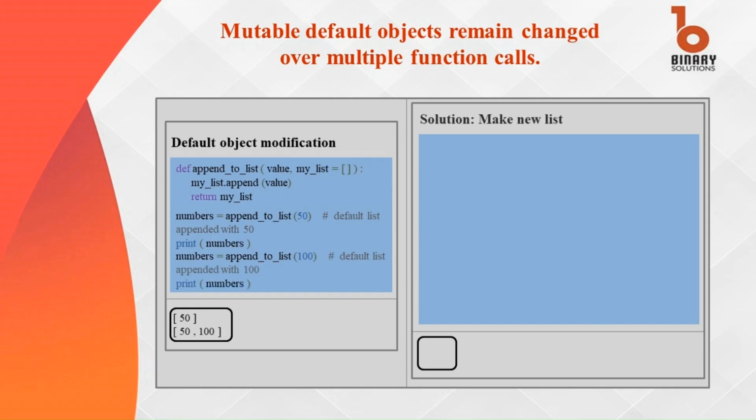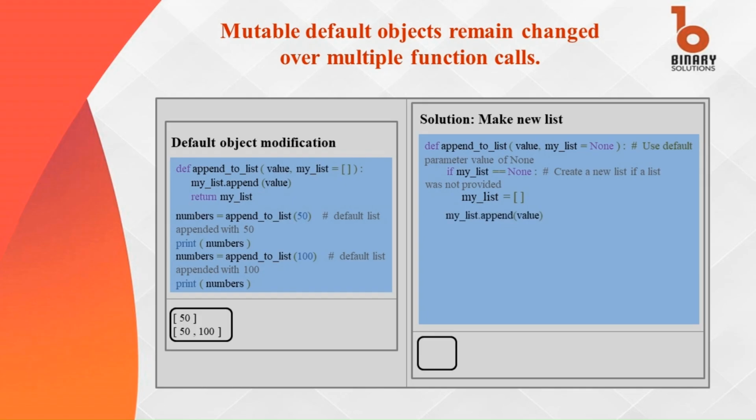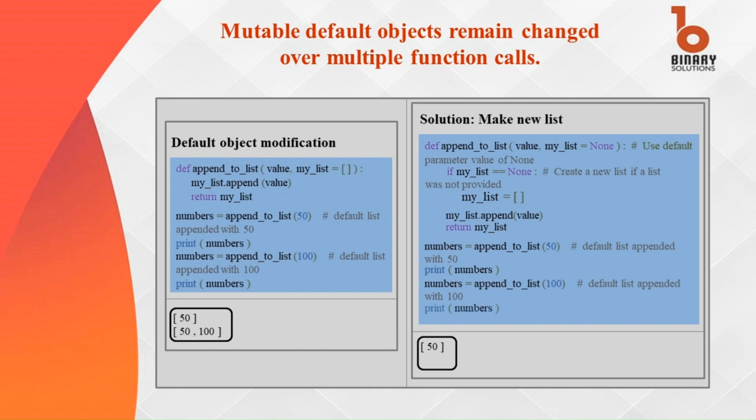The right side of the program resolves this issue by using None as the default value for my list. Inside the function, a new empty list is created locally if my list is None. This ensures that each function call operates on a fresh list. Consequently, calling append to list 50 creates a new list, 50, and calling append to list 100 later creates another new list, 100. This approach avoids unintended modifications to a shared mutable object and ensures the function behaves as expected for each call.